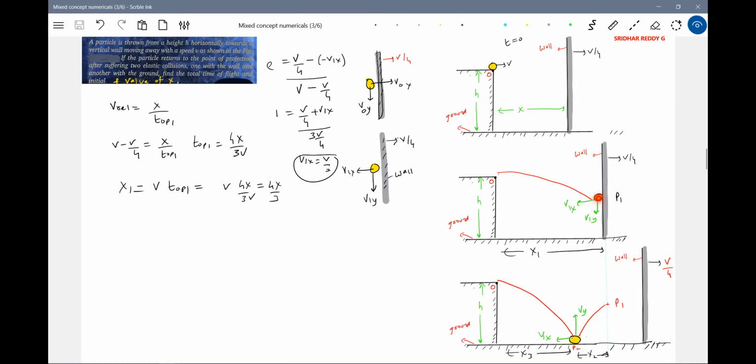So again, what happened: the ball from P1 will strike P2 and will come to O. How much horizontal distance has it covered? x1. Do we know x1? We brought x1 in terms of x. x1 equals, I'll write it separately.